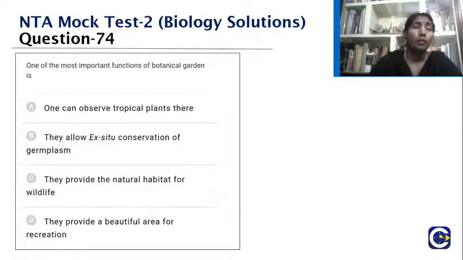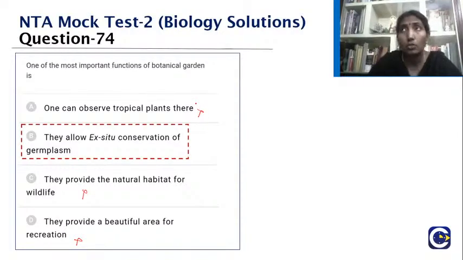Excellent. One of the most important functions of a botanical garden is one can observe tropical plants there; they allow the ex situ conservation of germplasm; they provide the natural habitat for wildlife; they provide a beautiful area for recreation. See, the botanical garden does not provide that natural habitat. If it were a natural habitat, then it would be in situ conservation. So what should be your answer? It's ex situ conservation, and you have the conservation of the germplasm there. That should be the right answer for the botanical garden. Yes, you are right.